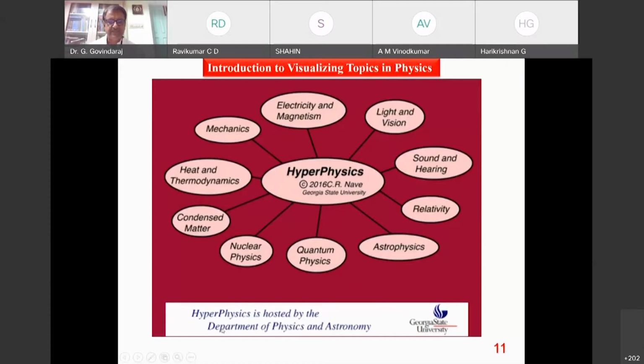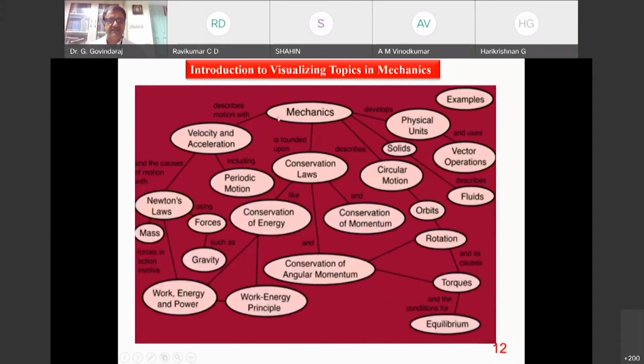This is actually HyperPhysics, which is available, and was created by C.R. Nave, Georgia State University. It's one of the fantastic software tools available for learning physics. If I click mechanics, you can visualize again, mechanics, and you see what things are there, which you'll be learning most of the time. Keep track of things, connect them properly, and go from one to the other. If you practice that once, your learning process will be much easier, you will be able to connect things and remember what formulas or expressions you need and what the physical idea involved is. All this can be done.